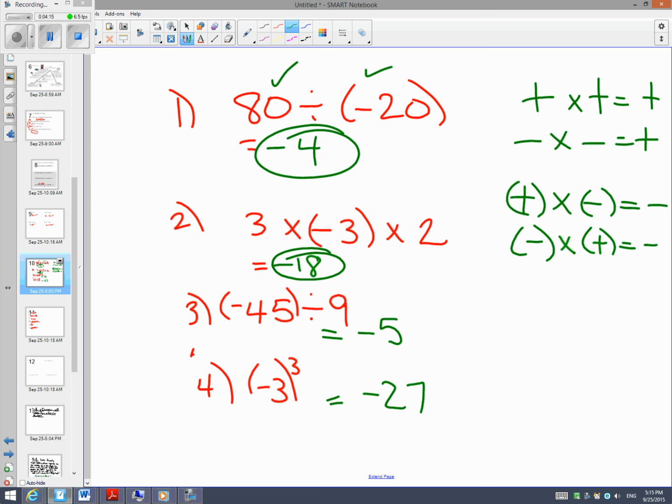On the third one, it's a negative divided by a positive number. It's going to give you a negative answer, and 9 goes into 45 5 times. And lastly, negative 3 to the exponent 3 is really negative 3 times negative 3 times negative 3. Negative 3 times negative 3 is positive 9, which gives you hope for a positive answer, but then we multiply it by negative 3, and we come out to negative 27. All right, let's take a look at BEDMAS.